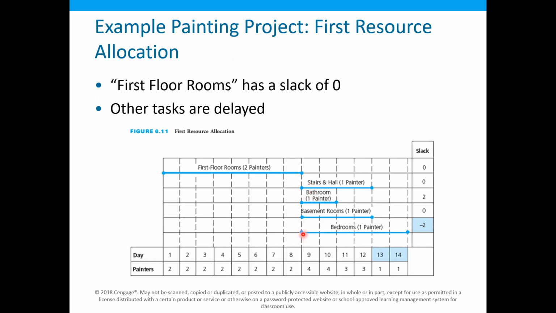Okay, so at this point we will schedule the bedroom and then the stair and hall activities, and we will delay the basement room and then the bathroom. Since the basement room has a slack of 0, that means this activity will be delayed by some number of days, and the bathroom activity will also be delayed by some number of days. Therefore, the resource requirements will become 2 and 2 in this case.